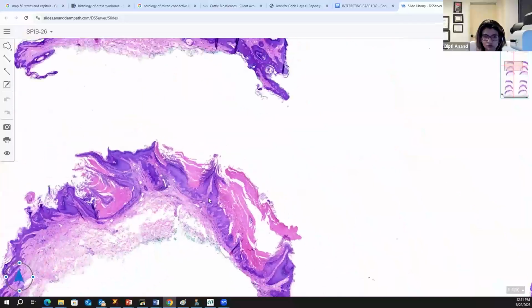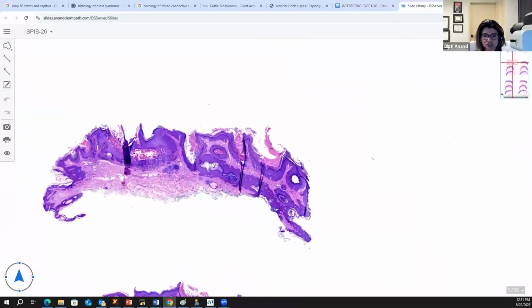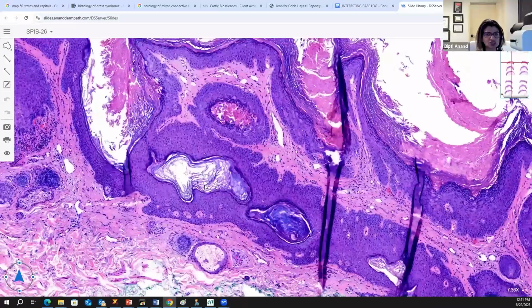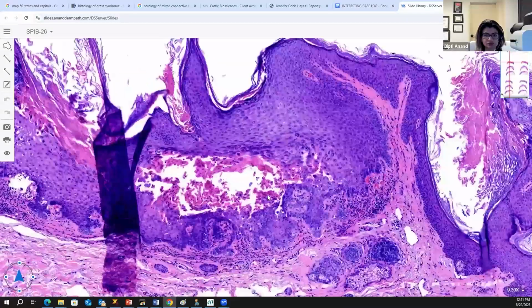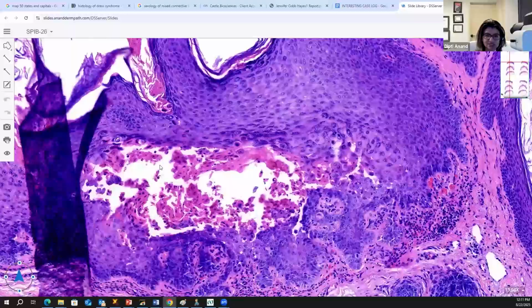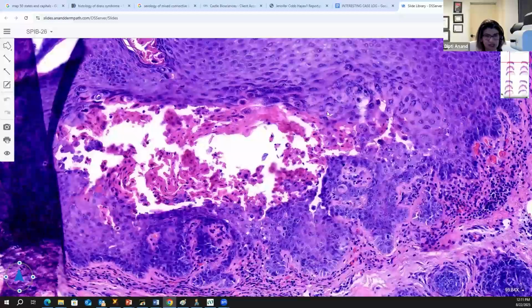There is follicular involvement as well in this lesion. So you can see the follicular involvement. So this is Darier disease or keratosis follicularis. Good. Everybody recognizes the corps ronds and the corps grains, right? Okay, good job.